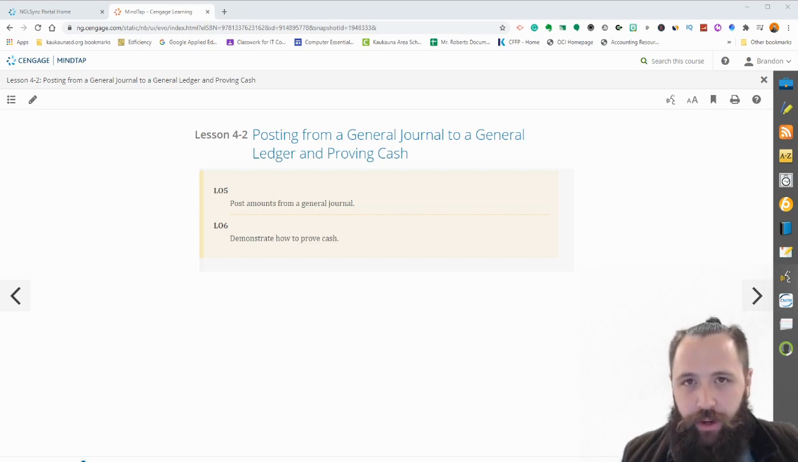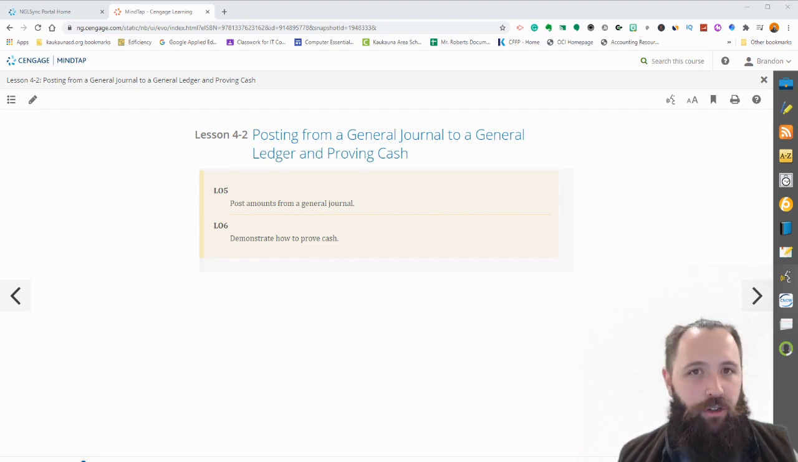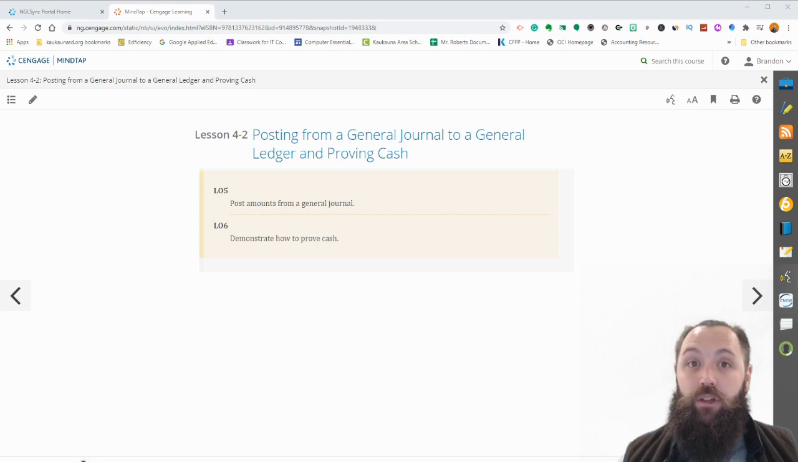And what we're doing is we're taking our transactions from our general journal, and we are going to post to our general ledger. So remember, the general journal is what we did last unit. It was recording and journalizing all those transactions. And now our general ledger is going to be specific accounts where we show how that account's been affected, and there's a running total balance.